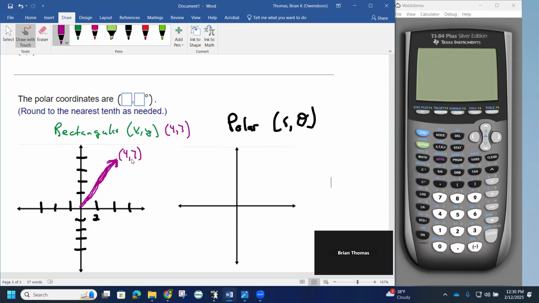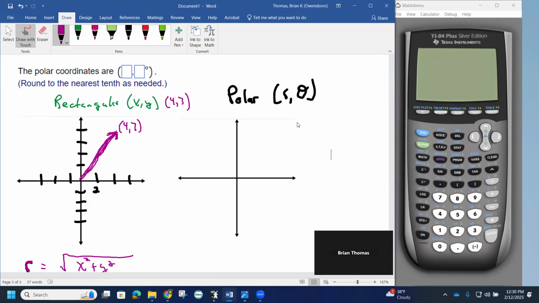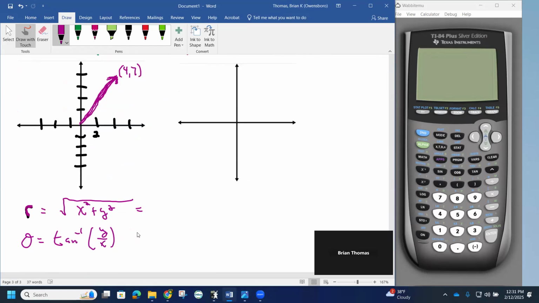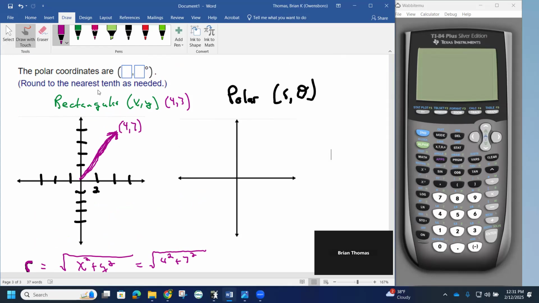Now, to create polar coordinates, we need to know the magnitude and the direction. If I know the magnitude and the direction, that's going to create what's called polar coordinates. To find the magnitude, that's our Pythagorean theorem guy. The square root of x squared plus y squared will give us our r. And then to find the angle, the inverse tangent of y over x. So to find the radius or the magnitude of the vector, we're going to have 4 squared plus 7 squared, and we're going to take the square root of that. It does say round to the nearest tenth as needed.